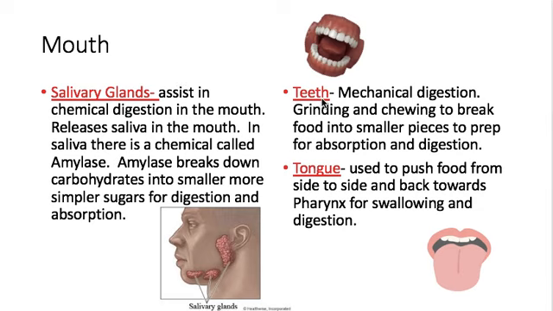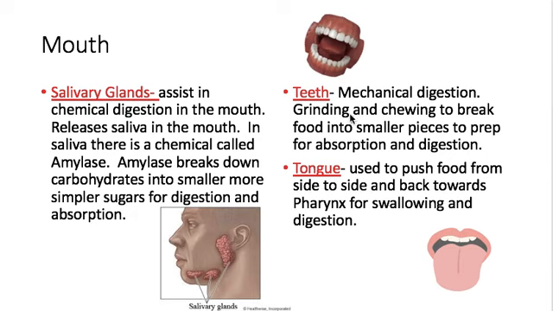Okay, so teeth are next. Teeth are there for mechanical digestion. So we know that salivary glands are there for chemical, and your teeth are there for mechanical digestion, like food they can chew on. Grinding and chewing, just like Blakely said, to break up food into smaller pieces, and we're prepping for absorption and digestion. So the teeth are there for mechanical digestion to break up pieces.